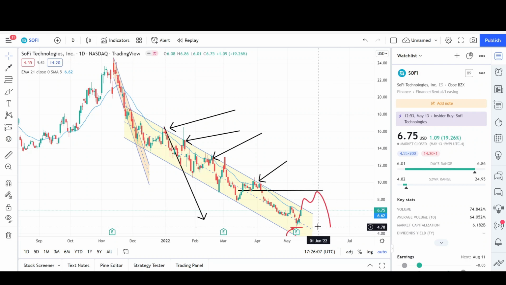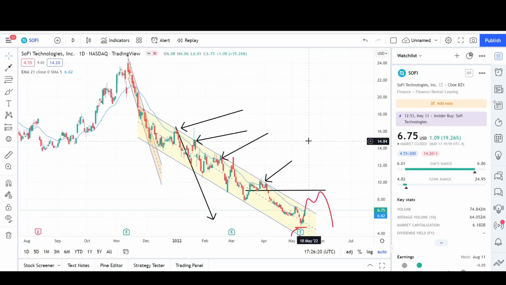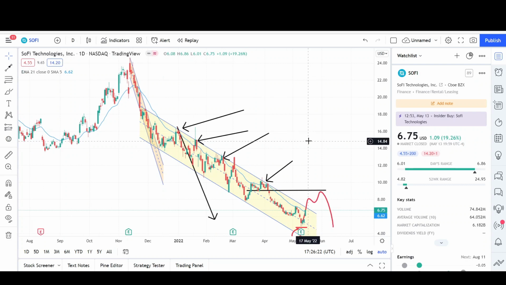So I would say my first target for the bulls is at the $9 level. Then from there, I'm expecting selling back down to the $4.74 level, and then probably enter the $3 level. So that's everything I have for SOFI on the daily chart. Let's go and wrap this up on the weekly chart.